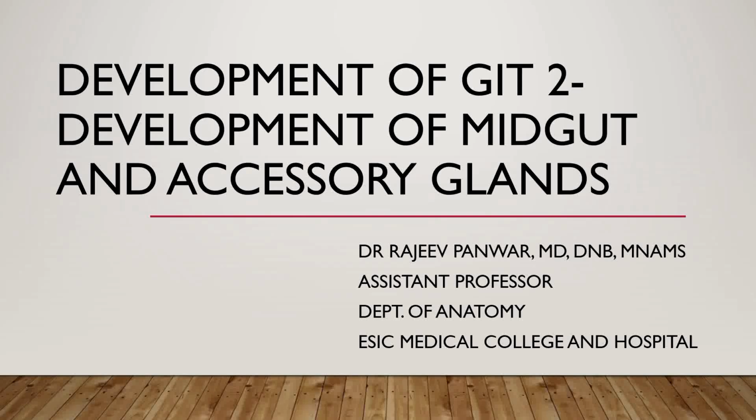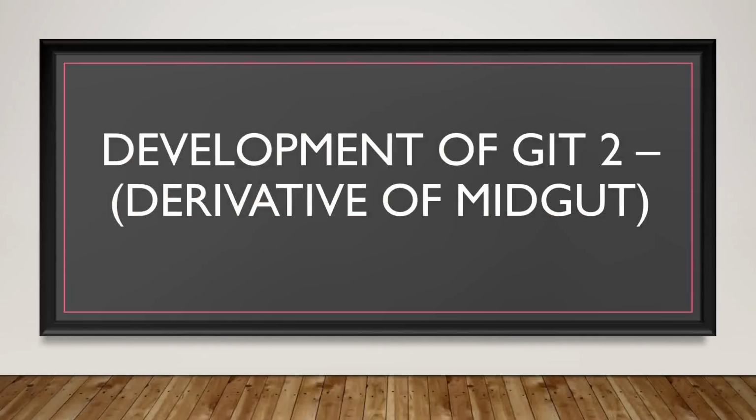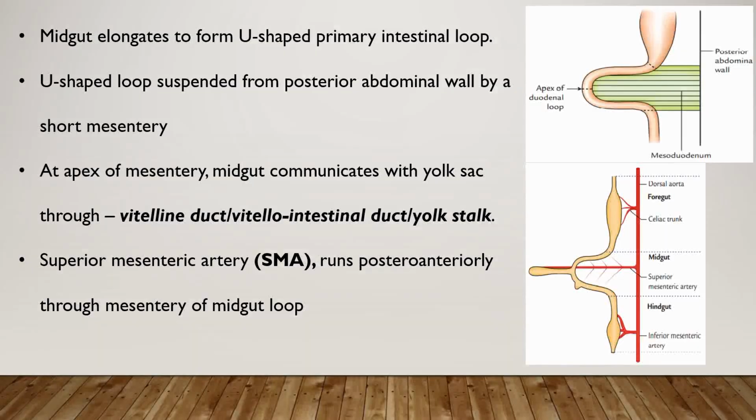Hello everyone. So today's topic is development of GIT 2, that is development of midgut and accessory glands. So development of midgut, we will start from where we have ended the development of GIT 1, that is till the first part of the duodenum where the opening of the common bile duct is there, that is anterior intestinal portal. So this we have already seen.